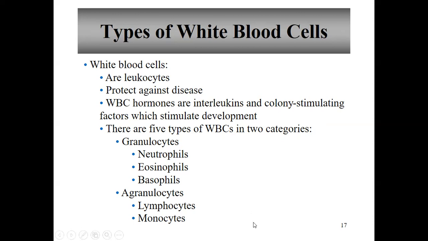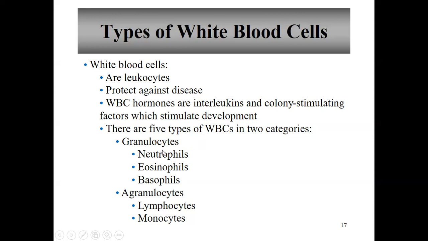There are 5 types of white blood cells, and these 5 white blood cells fall into 2 distinct categories. You have granulocytes and you have agranulocytes. So granulocytes, cyte means cell, granulo refers to grains, right? So either you have cells that have grains or cells that don't have grains. Remember, A at the front of a word means without. So granulocytes, cells with grains, or agranulocytes, cells without grains.